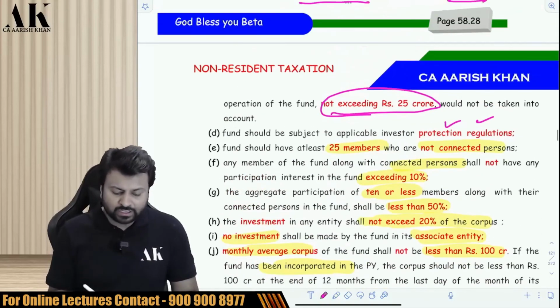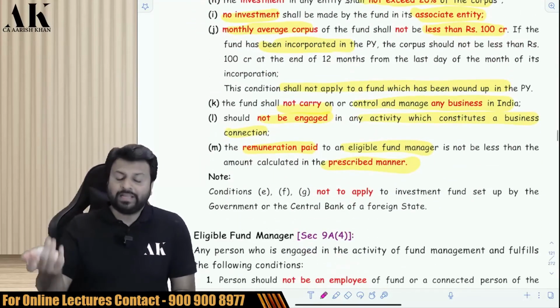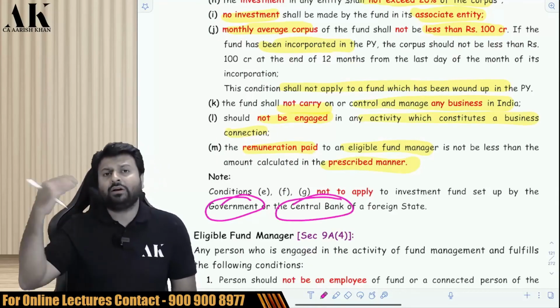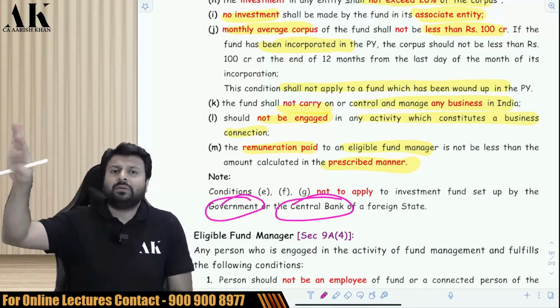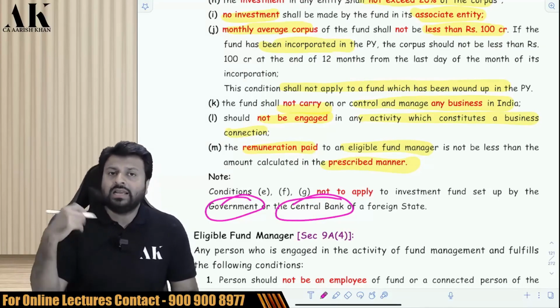Now there are certain conditions, like EFG, which are not applicable if the fund is managed by or owned by the central government or central bank of a foreign country. So suppose if the Singapore government has this fund, then this EFG condition is not applicable to the eligible fund.